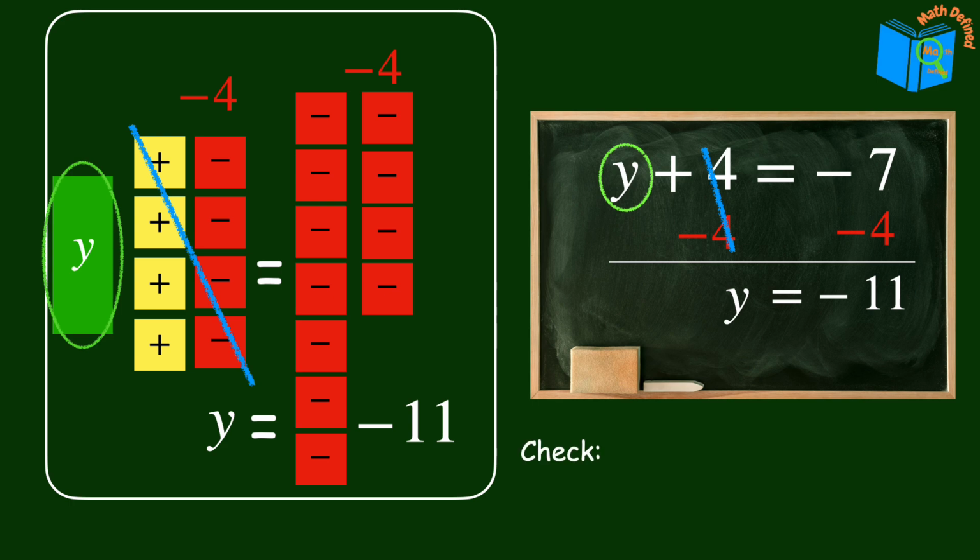We'll check our answer next just to make sure we were correct in our math calculations. We'll substitute the solution for y, -11, into the equation -11 plus 4 equals -7. Then adding positive 4 to -11 results in -7, and our equation is balanced.